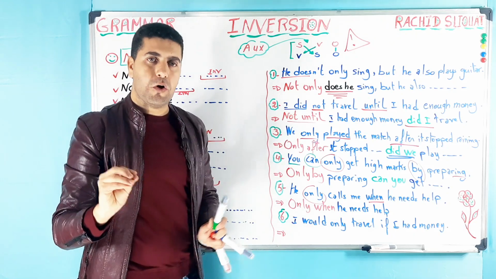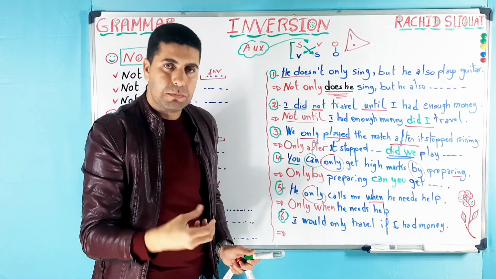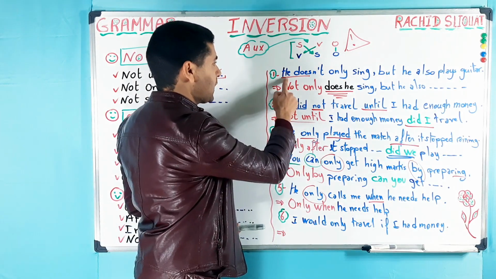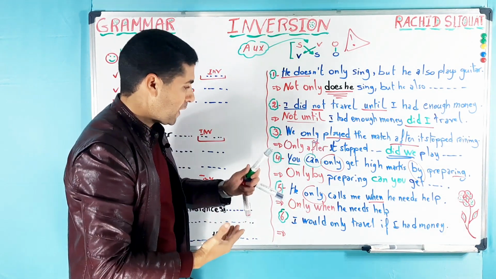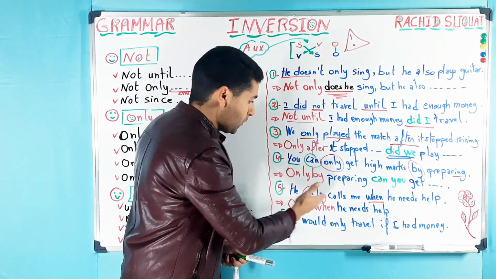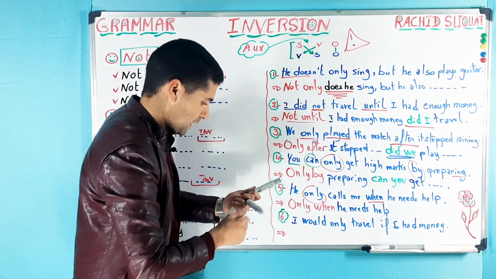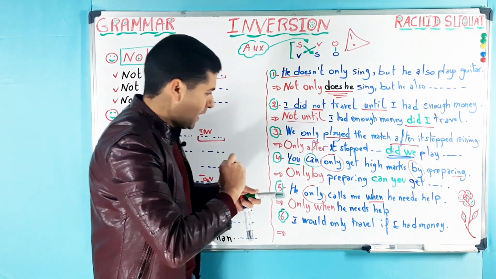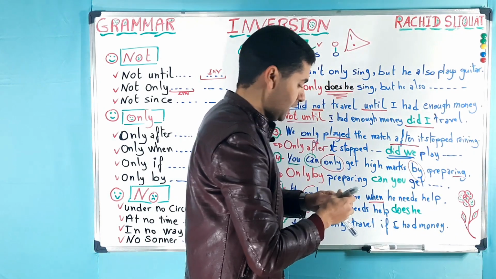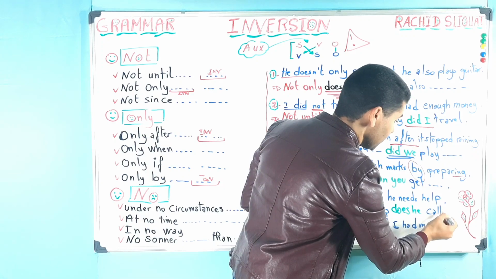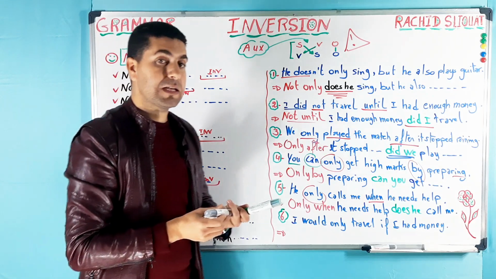So we need the auxiliary of the present simple. What is the auxiliary verb that we use in present simple? It is very simply do. But here we have he, so he does. So the auxiliary verb here is going to be does. So we are not going to inverse he with calls, which is the main verb, but he with the auxiliary, which is does. Okay, so here we have to inverse he with does, and we say does he call me? Does he call me? So only when he needs help does he call me.